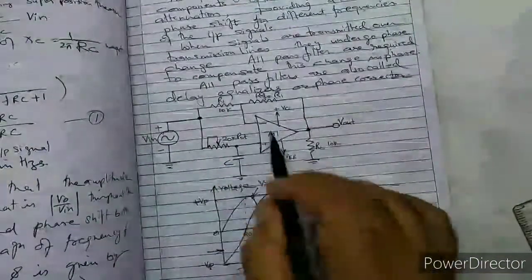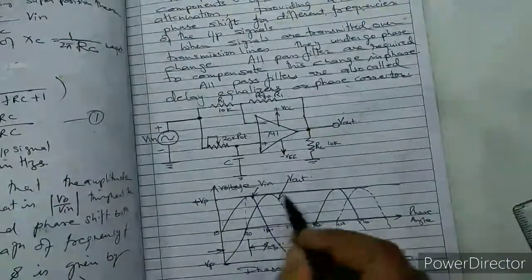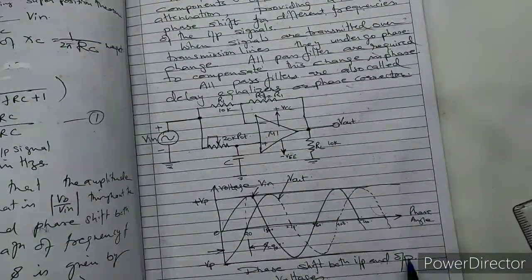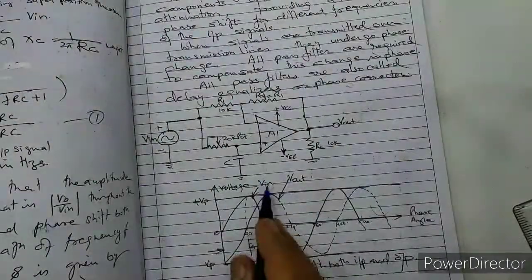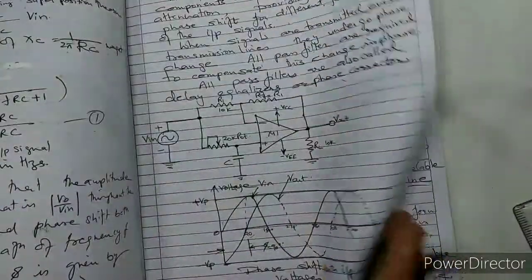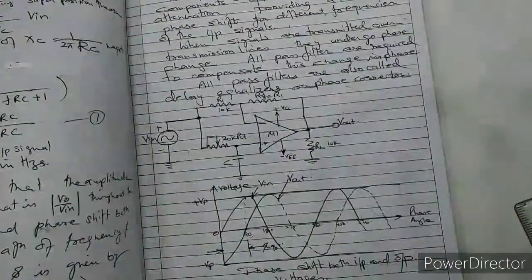So this is an op-amp based active all pass filter where all the frequencies are getting passed. The phase shift between input and output voltages is shown in the figure. This is a 90-degree phase shift between input and output. So this is called an all pass filter. So that is all in active filters.